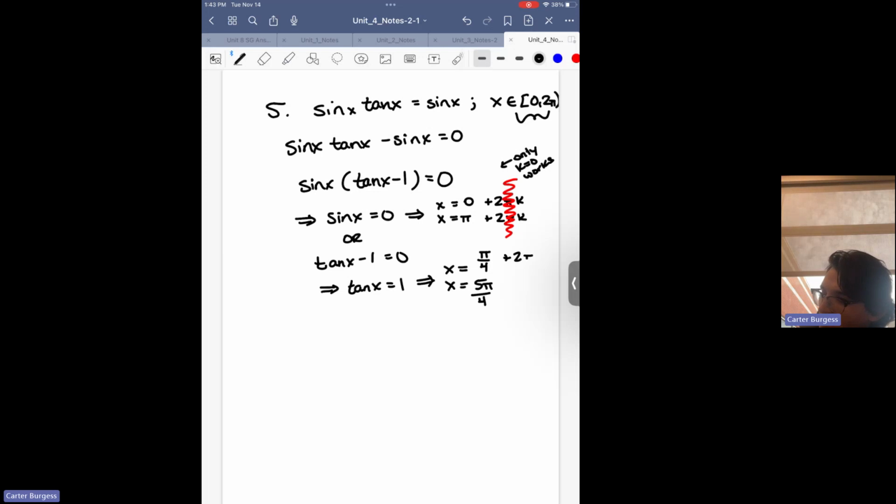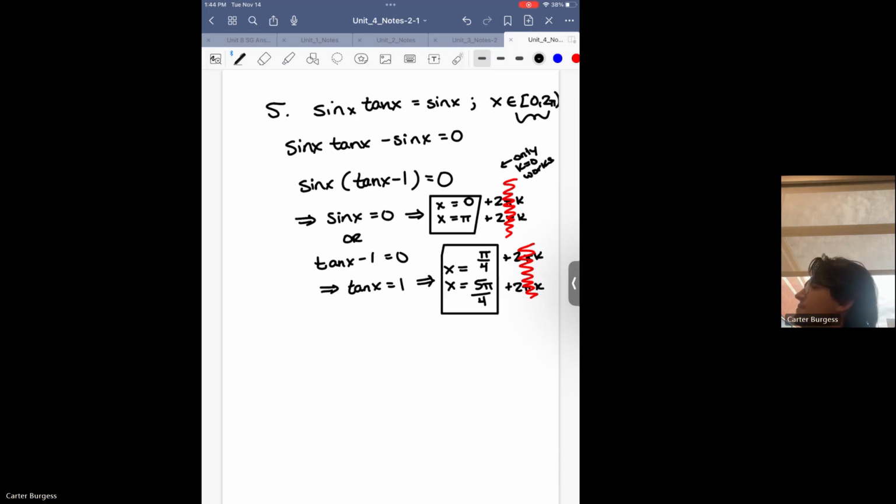And again, we could think of the plus 2 pi k. There's nothing wrong with this. But again, the only value of k that's going to work is k equals 0. Again, you can check this, but take my word for it. Because of these constraints, because x can only be between 0 and 2 pi, k can only be 0. And so we get 4 different solutions, 2 coming from when sine is 0, and 2 coming from when tangent is 1.